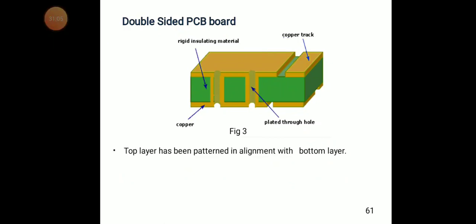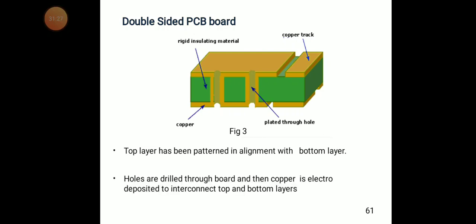You can see the double-sided PCB board. For general understanding, try to see this double-sided PCB board. How it is there: copper plated through hole is there, copper track is there. The top layer has been patterned in alignment with the bottom layer. Holes are drilled through the board and then copper is electro-deposited to interconnect the top and bottom layers.